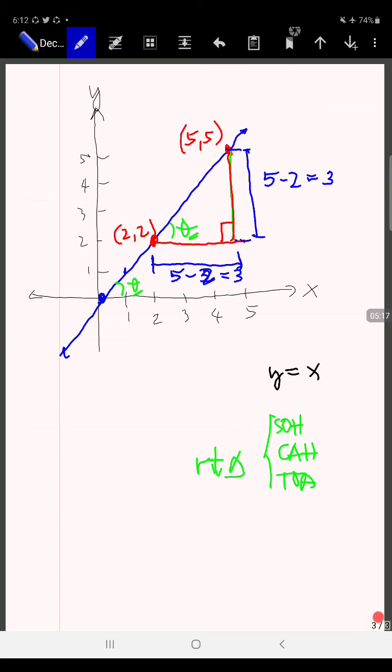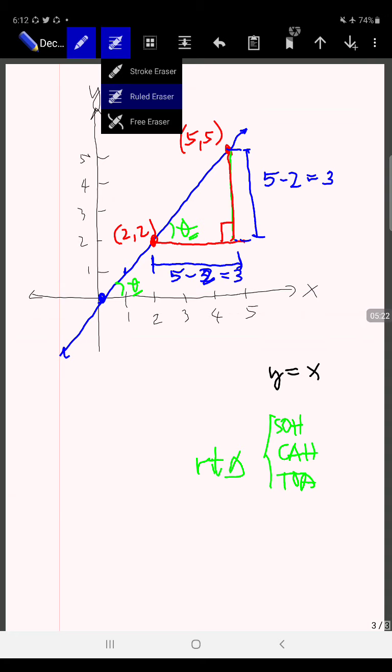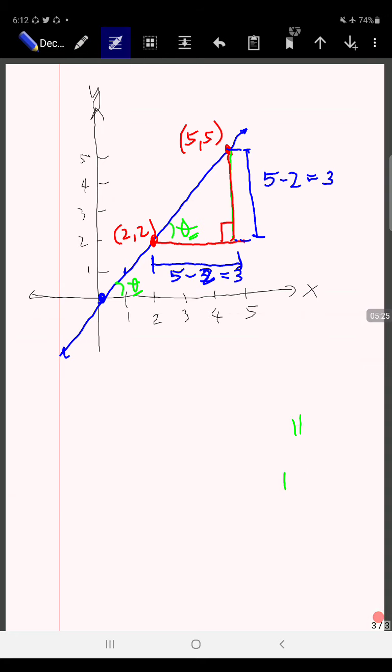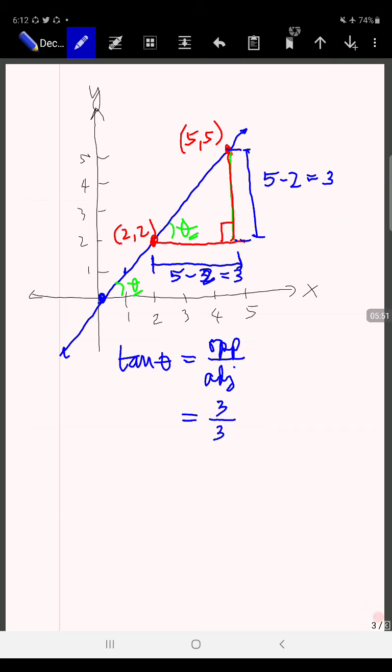So what do we have here? We have a right triangle whose legs have equal measure, which are equal to 3. So to solve for the angle of inclination, we'll make use of the tangent function. That is, tangent theta is equal to the side opposite over side adjacent. Side opposite is 3. The same with the length of the side adjacent, also 3. That's equal to 1. So tangent theta is equal to 1.